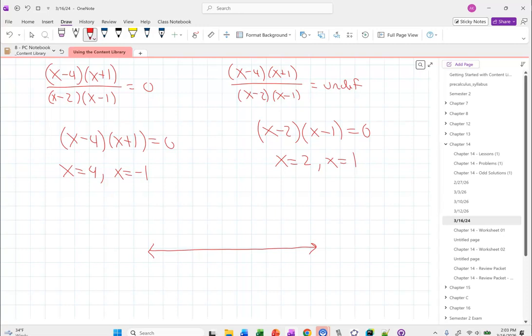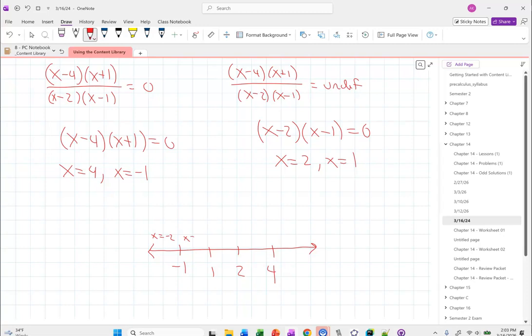All of the values where the function is either equal to 0 or undefined. And then I need to make sure I write them in order of how they would appear on my number line. How many test values am I going to need here? 5. What should I pick here to the left of -1? -2. That sounds good.